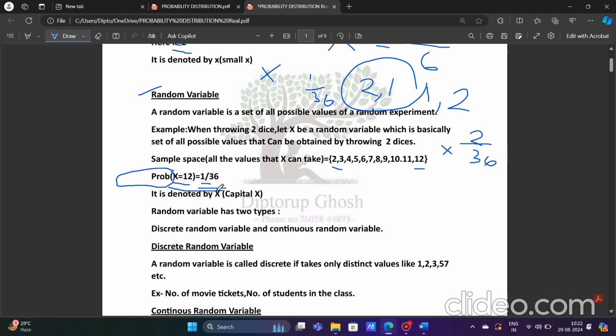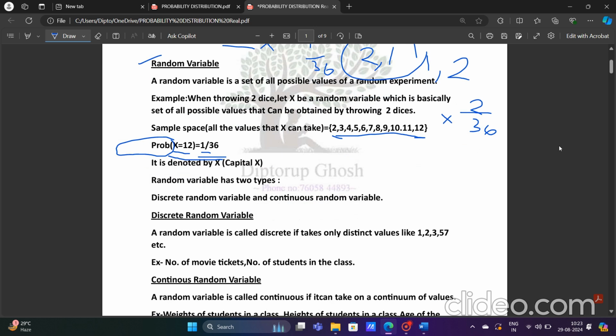Here x is not 12 for sure, x can be certain other values. X is a set of all these values of the experiment, 2, 3, 4, 5, 6, 7, 8, 9, 10, 11 and 12. But here when I am talking about what is the probability that x is 12, x is taking a certain or particular value 12, then that probability is 1 by 36. Here the random variable is denoted by capital X, and the algebraic variable, which we have talked about earlier, is denoted by small x.